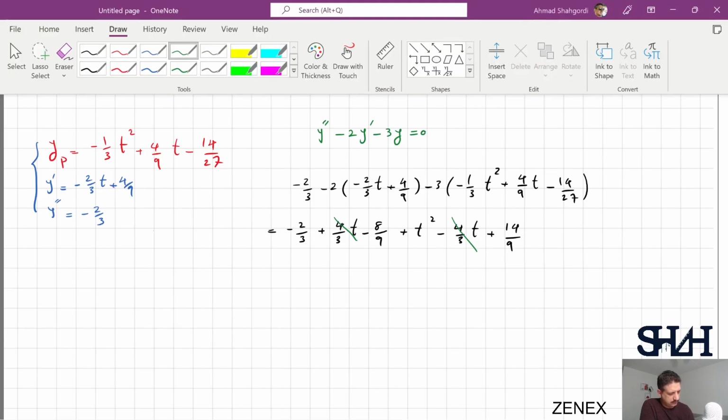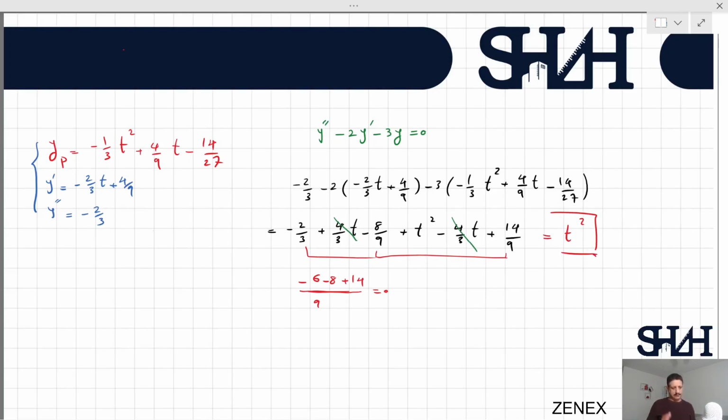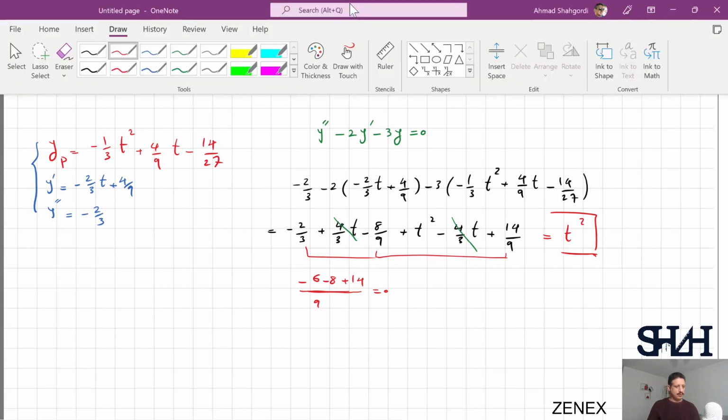Now these 3: minus 6, minus 8 plus 14, so it's 0. Then t^2 is the answer. So we can see that, okay, we solved it correctly.